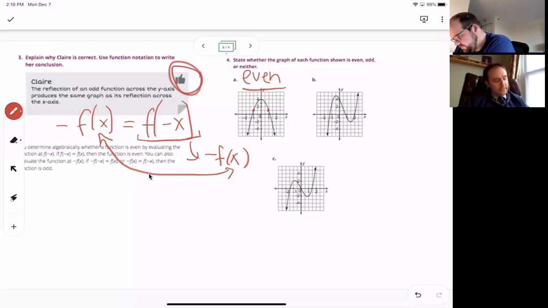Right. And for B, it's definitely not even. I can tell you that because you just said any 2 points the same distance away have to have the same height. That doesn't really hold for all of the points here.